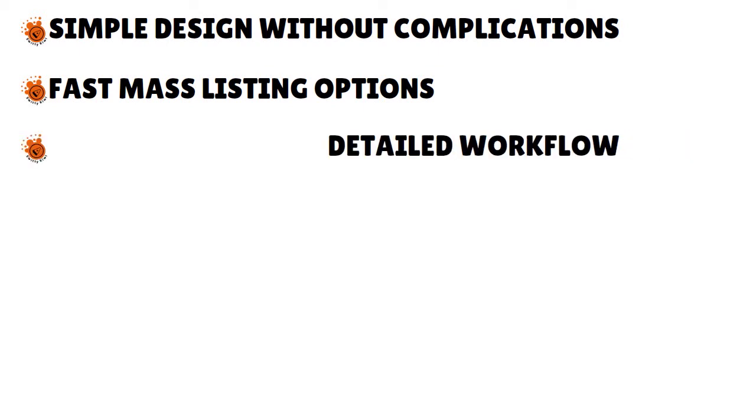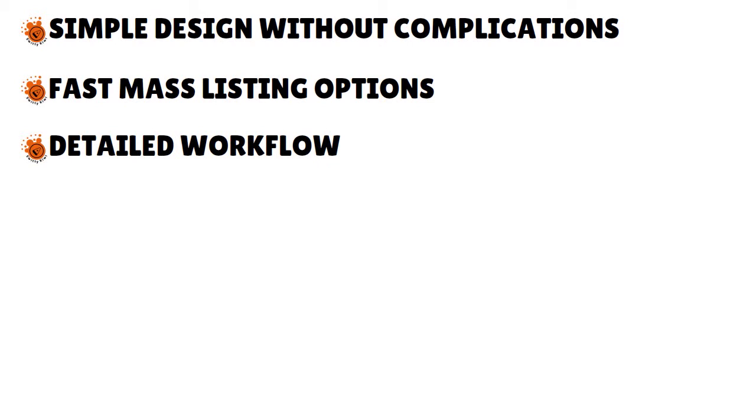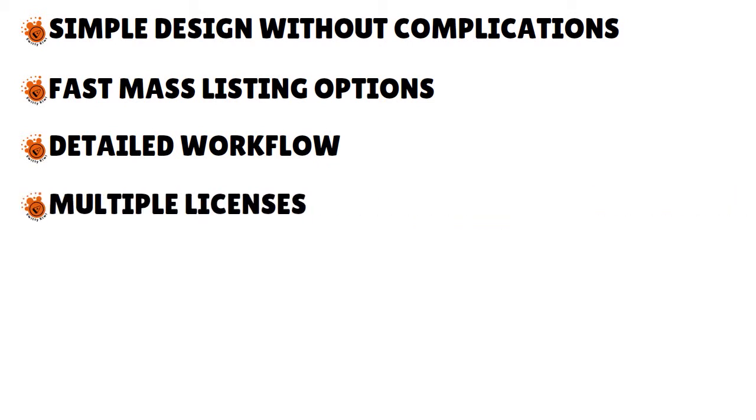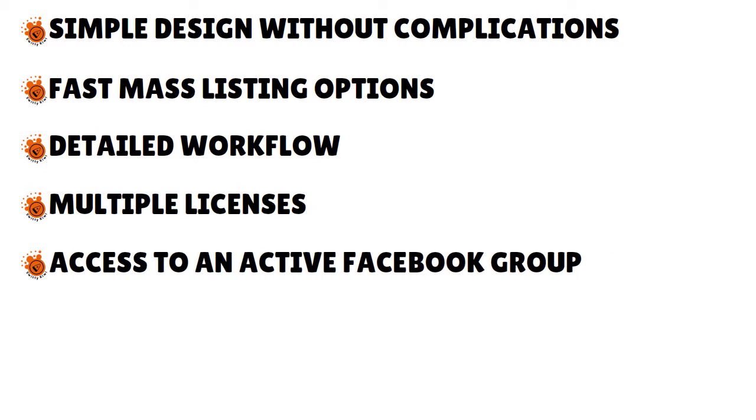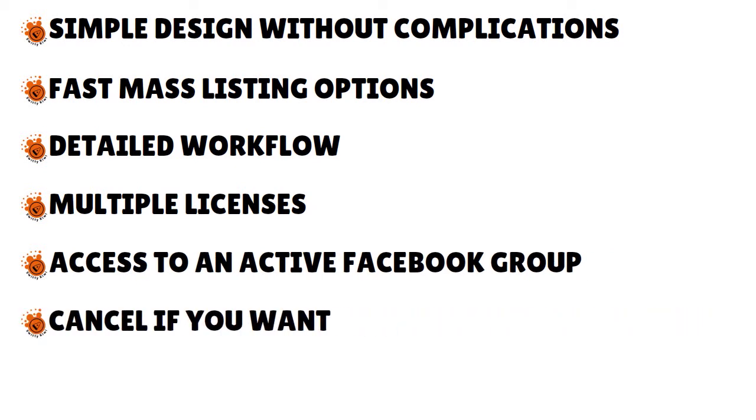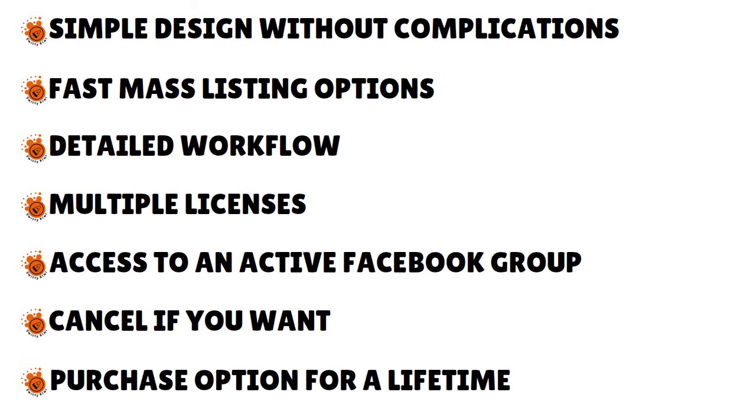Okay, you have a detailed workflow. This is really good. You have multiple licenses that you can acquire, so you have access to 5 licenses for use on any PC or Mac. You have access to an active Facebook group. You can cancel if you want, and you have the purchase option for a lifetime. So this is really good. We love this type of flexibility, and this is important.